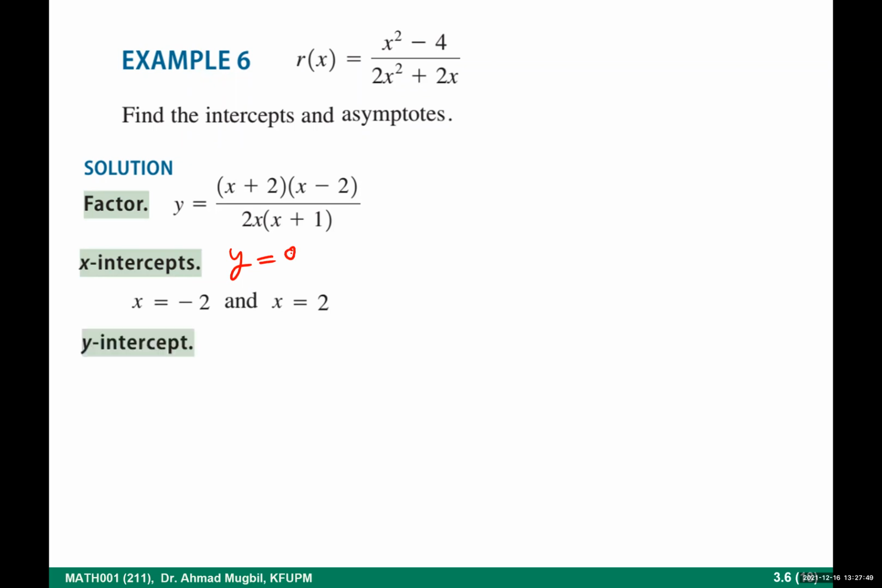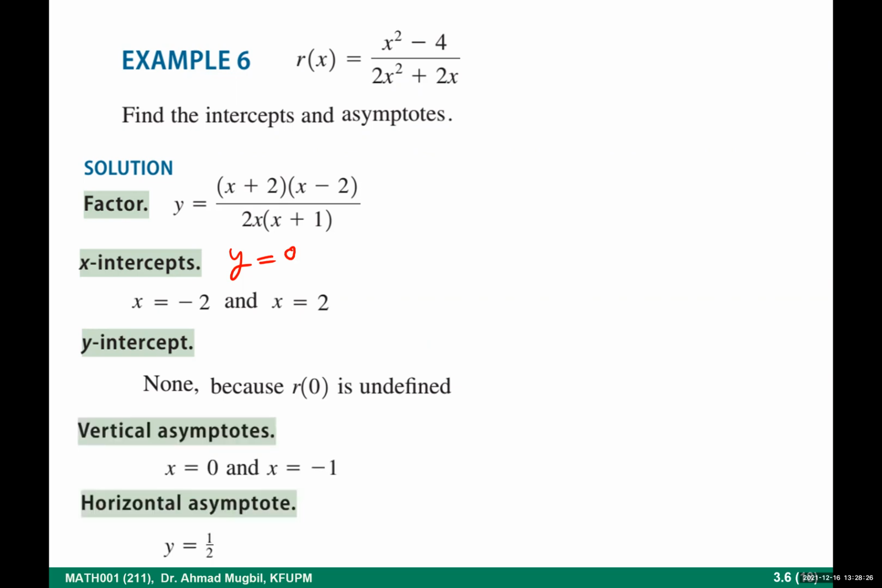What about the y-intercepts? 0 and negative? Are you kidding? The y-intercept, you will put x equal to 0. When x is 0, what will happen? r at 0 will be negative 4 over 0, undefined. So there is no y-intercept. The graph does not intersect the y-axis. Excellent. The vertical asymptotes, x equals 0 and x equals negative 1. And the horizontal asymptote, y equals a half.